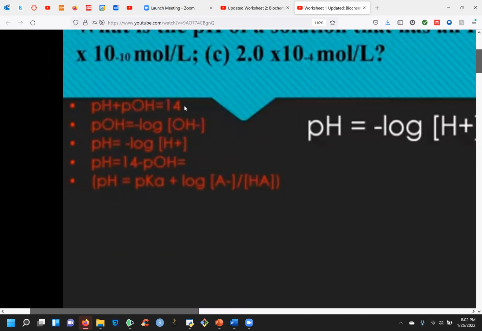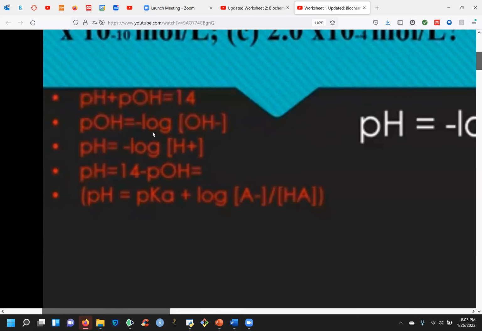So if your pH is 4, then your pOH is 10, because together they have to equal 14. So if your pH is 1, then your pOH has to equal 13, right? Because they have to equal 14. So that's super easy, right? Okay. Now we have pOH is equal to the negative log of the hydroxyl concentration, or hydroxide ion concentration. So they will give you a value. When they do, you put it in here and you just use this formula. And that will give you the pOH.